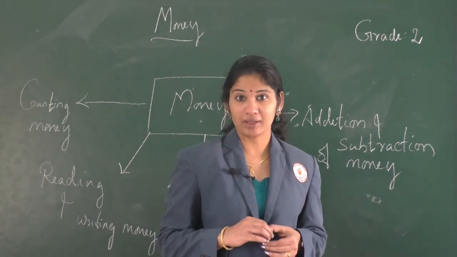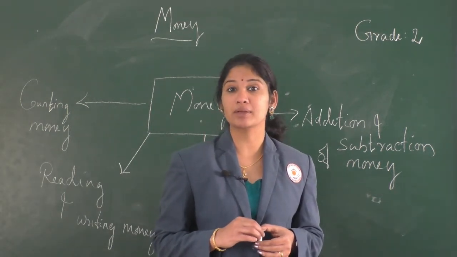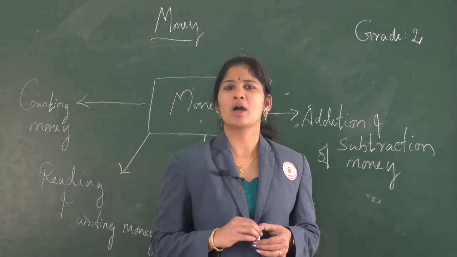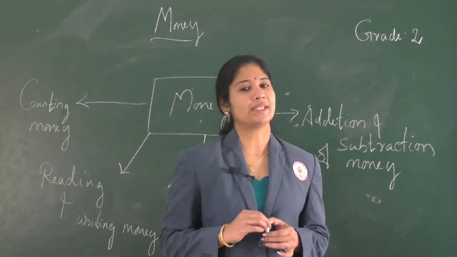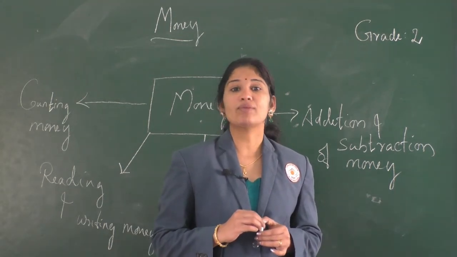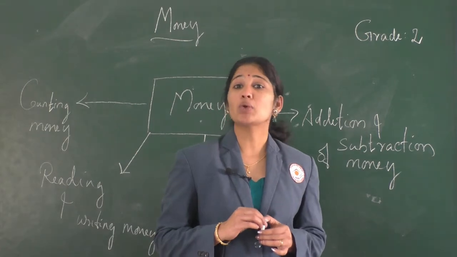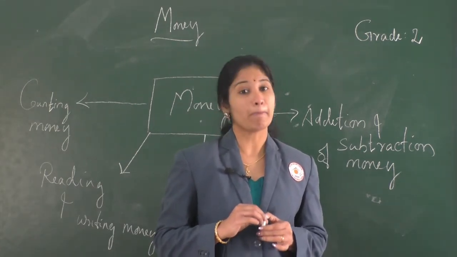Children, do you like shopping? What is the most common thing that you buy while going for shopping? Is it chocolate? What do you like? What do you give to the shopkeeper? Yes, money. Money is required to buy things that we need. I guess now you know the name of the new chapter. Yes, our chapter name is money.